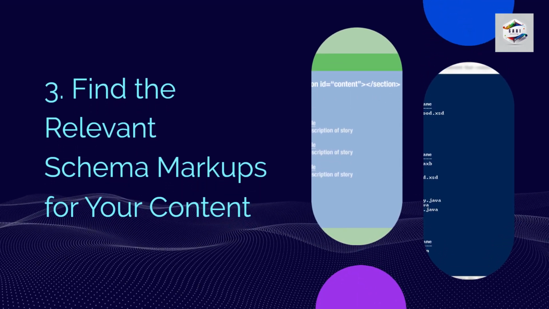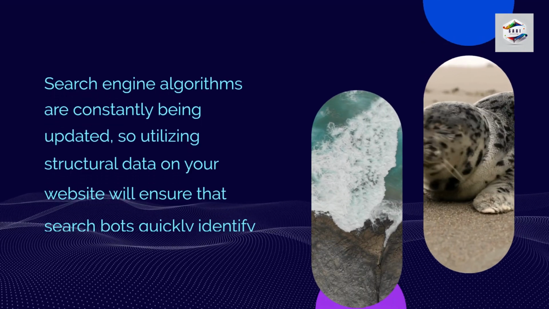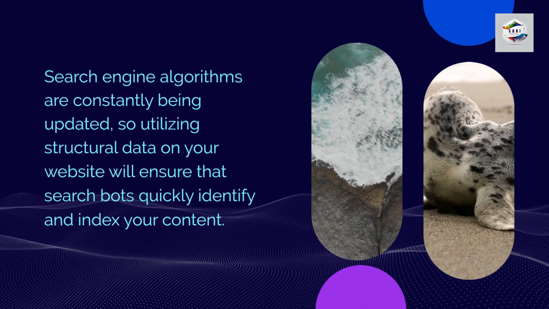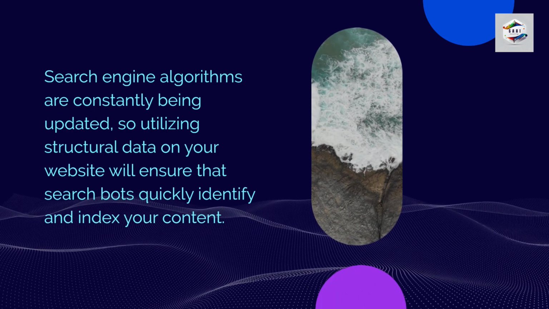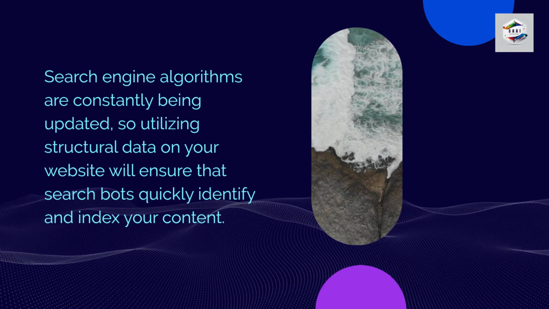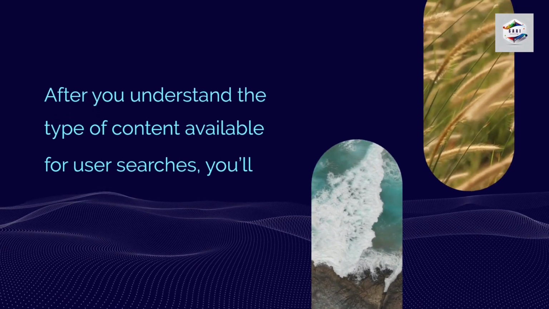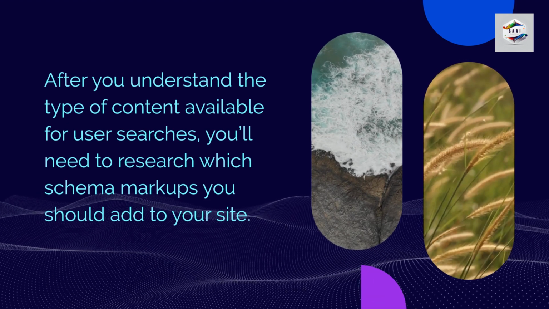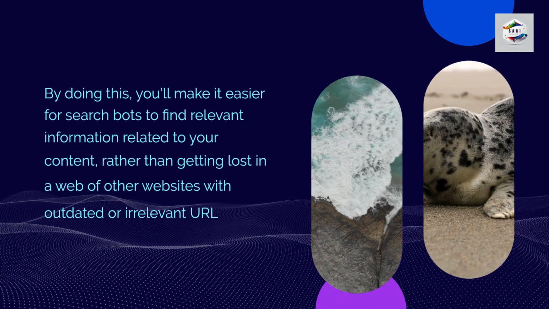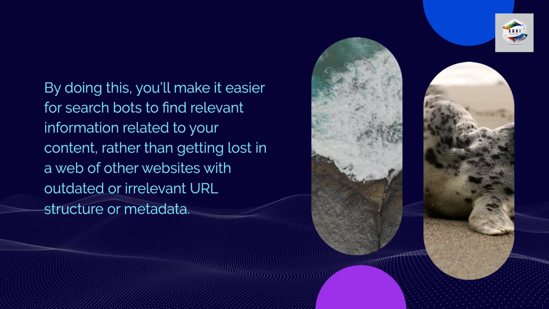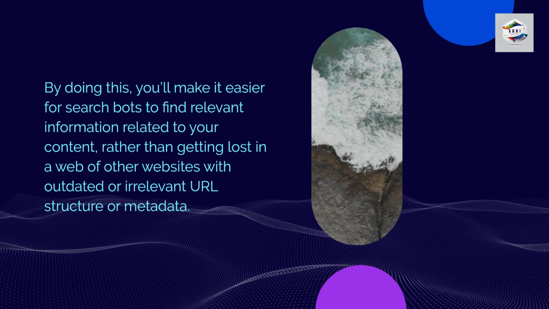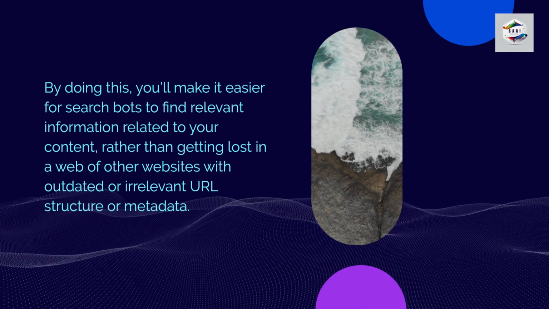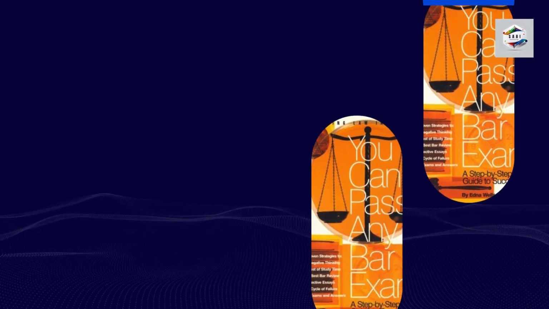3. Find the relevant Schema Markups for your content. Search engine algorithms are constantly being updated, so utilizing structural data on your website will ensure that search bots quickly identify and index your content. After you understand the type of content available for user searches, you'll need to research which Schema Markups you should add to your site. By doing this, you'll make it easier for search bots to find relevant information related to your content, rather than getting lost in a web of other websites without dated or irrelevant URL structure or metadata.